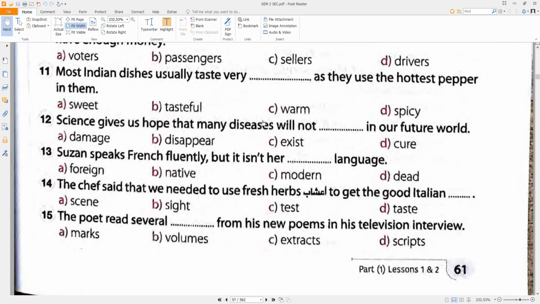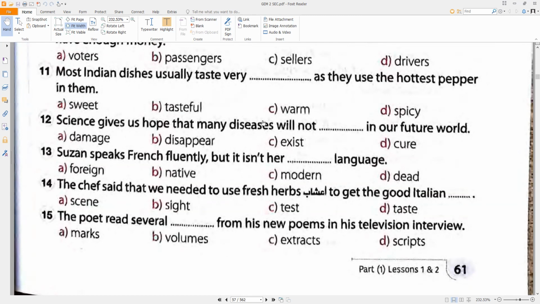Number 12. Science gives us hope that many diseases will not exist in our future world. Damage, disappear, exist, cure. Will not exist, yes.